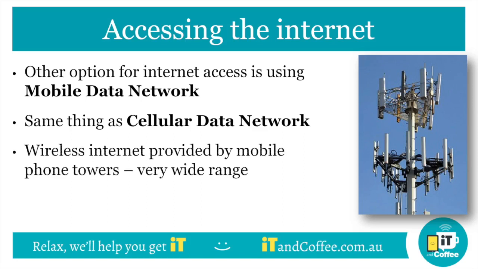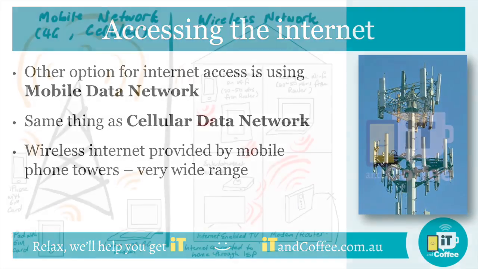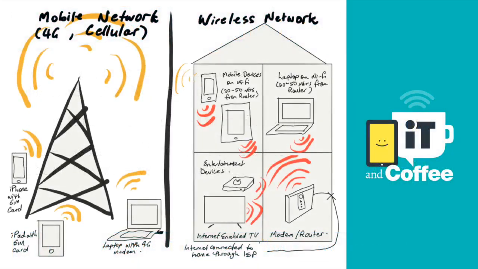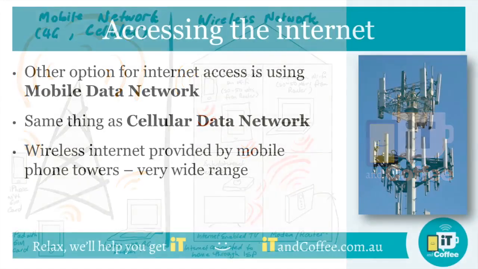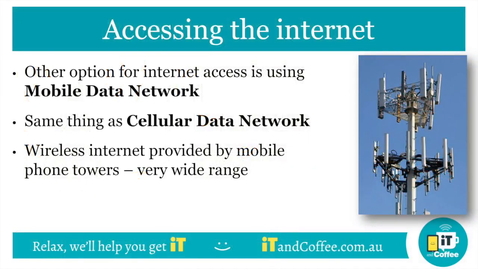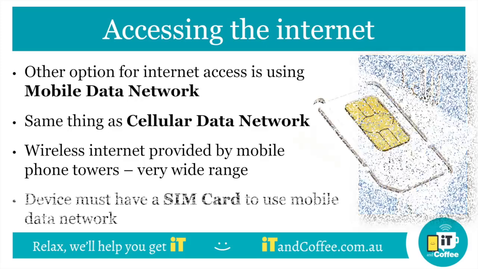This wireless mobile internet is provided by mobile phone towers and covers a very wide range. So you'll find that while Wi-Fi only covers very short ranges, the mobile data network covers a much wider range. Depending on where the mobile towers are located, you get a stronger or weaker signal for your mobile data. And there are actually quite often little black spots where you're not getting great mobile signal. So that is all based on where you are in relation to the mobile phone towers.